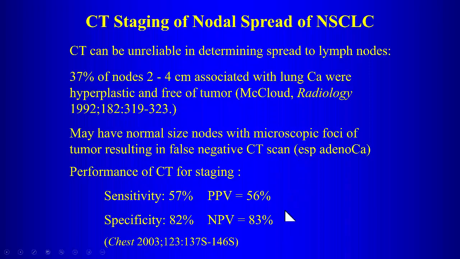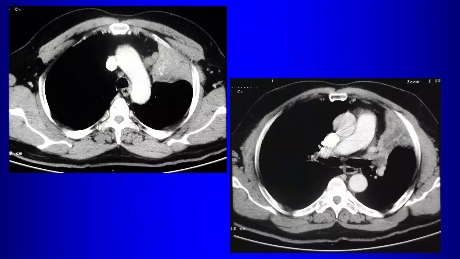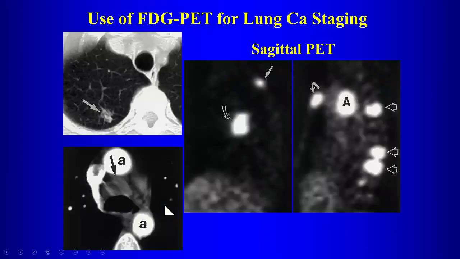It turns out that the performance of CT, the positive predictive value, is about 56%. It's not really very good. CT is not very good for assessing lymph node involvement because all we have to go by is the size. It turned out these nodes were actually negative for tumor. That was just reactive because of the post-obstructive pneumonia in this patient. So hence we use PET.